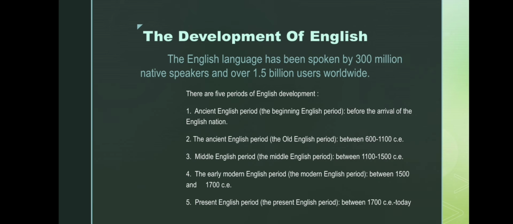Next, the development of English. There are 5 periods of English development. The first, beginning English period. Second, the Old English period. The third, the Middle English period. The fourth, the Modern English period. The fifth is the Present English period.